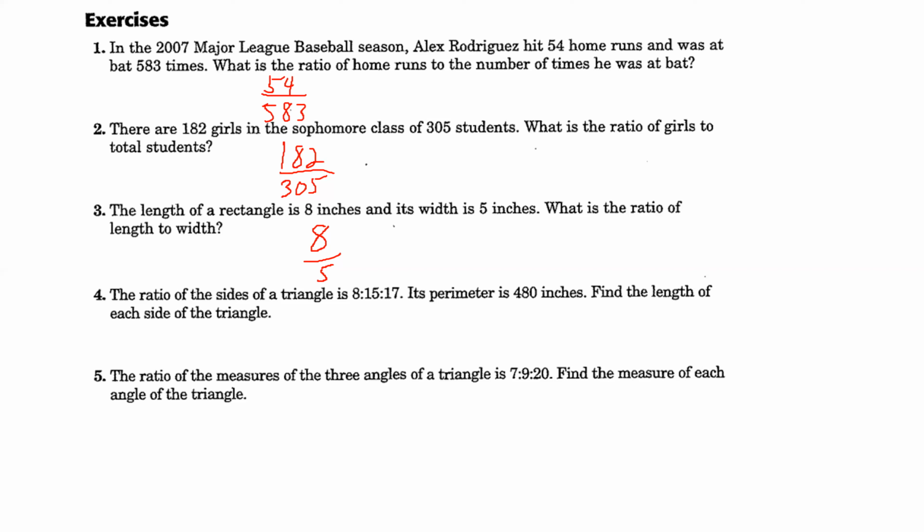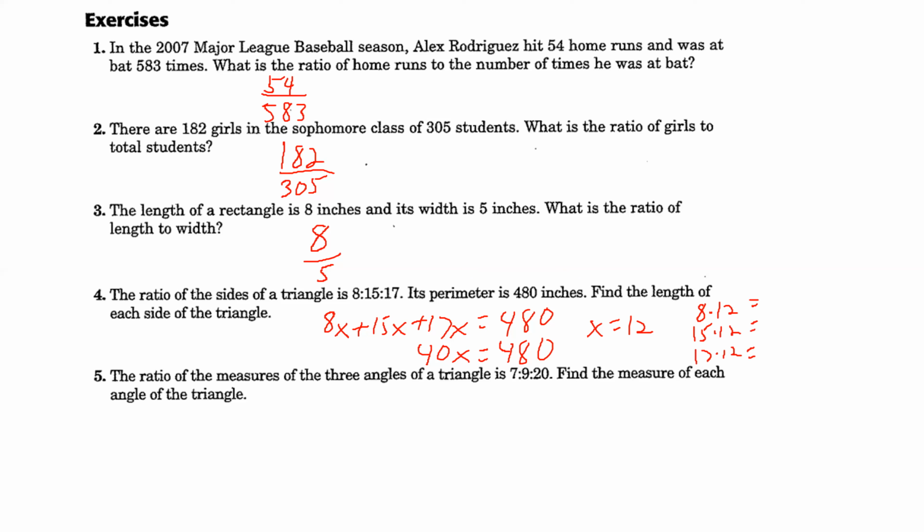Since we had the perimeter, you could draw the figure first if you wanted to, but these are going to represent the sides, and you're going to have 8x, 15x, and 17x. So 8x plus 15x plus 17x equals 480. We added them up, we got 40x. And then you divided by 40, and you got x equal to 12. Then you just had to go back through and multiply each of the parts of the ratio. So instead of 8x, now it's 8 times 12. Instead of 15x, it's now 15 times 12. Instead of 17x, it's now 17 times 12. So the values for number 4 were 96, 180, and 204, all in inches.